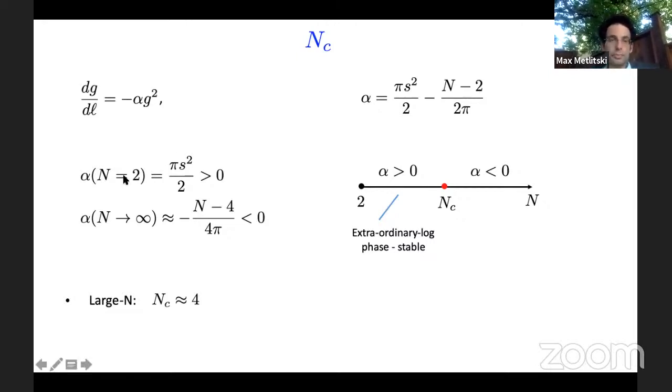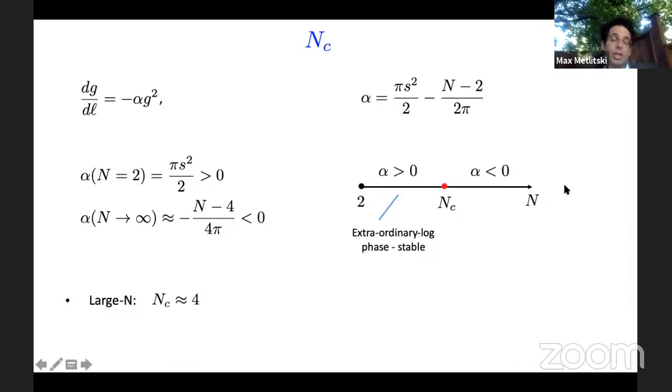First of all, when n is equal to 2, then the boundary contribution to alpha vanishes. We only have the bulk contribution. This bulk contribution is manifestly positive. So we know that when n is equal to 2, alpha is positive, so we have the extraordinary log physics at n equal to 2. On the other hand, when n goes to infinity, we can use large N to calculate this universal number S, and this is actually the value that one gets, we see that it's negative.